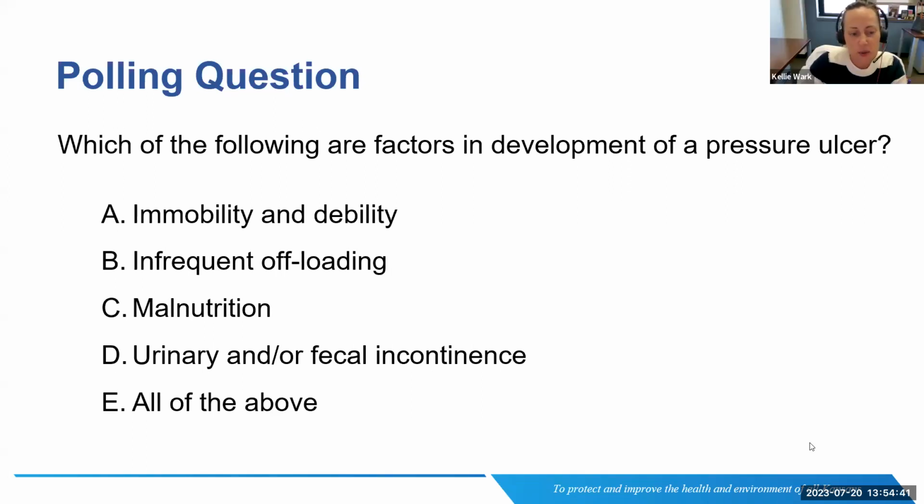Perfect. So those are definitely the biggest factors in development, although there are many more, you know, smoking, malnutrition, other chronic conditions. There are many risk factors that contribute to pressure ulcers, which we'll talk about in a few subsequent slides. Next slide.